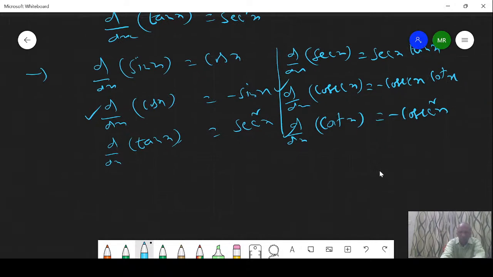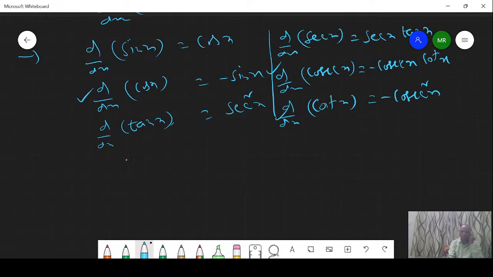Because we know that they are reciprocals. Suppose you are taking d by dx of secant x, that is 1 by cos x. You can apply the formula: derivative of secant x is secant x tan x. But we know the relations: sin x means 1 by cosecant x, cosecant x means 1 by sin x, cos x means 1 by secant x, secant x means 1 by cos x, tan x means 1 by cot x, cot x means 1 by tan x. We can use that. Derivative of cot x is equal to minus cosecant square x.